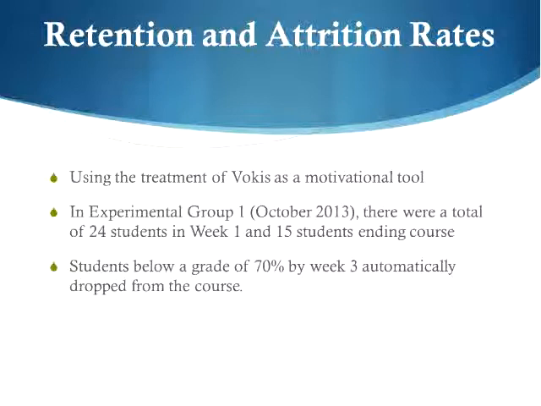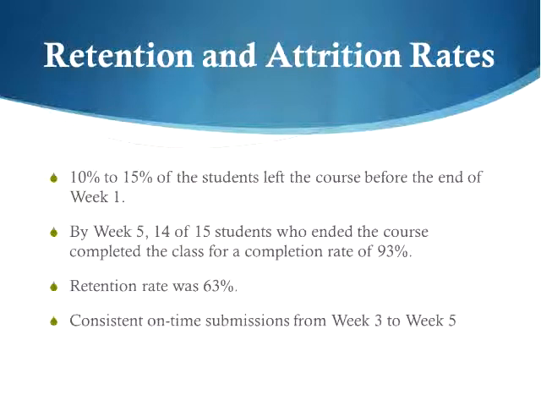So for example, in experimental group course 1 with October 2013, there were a total of 24 students in week 1 and 15 into the course. And as I mentioned earlier, by week 3, students who have below a 70% are automatically dropped from our entry point course. In addition, 10 to 15% of the students usually leave a course before the end of week 1.